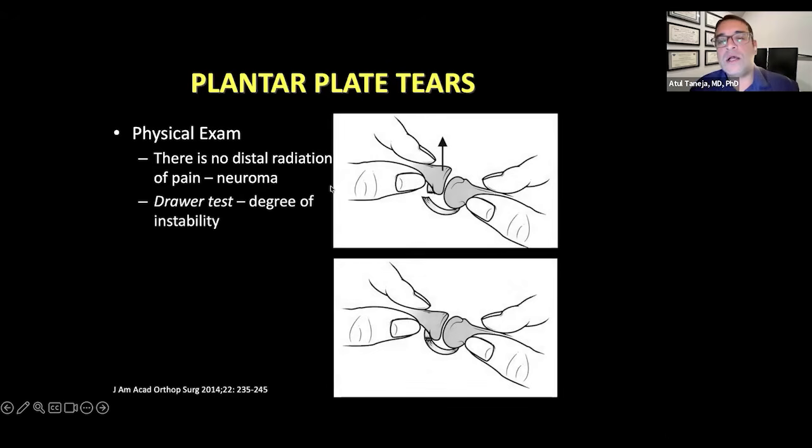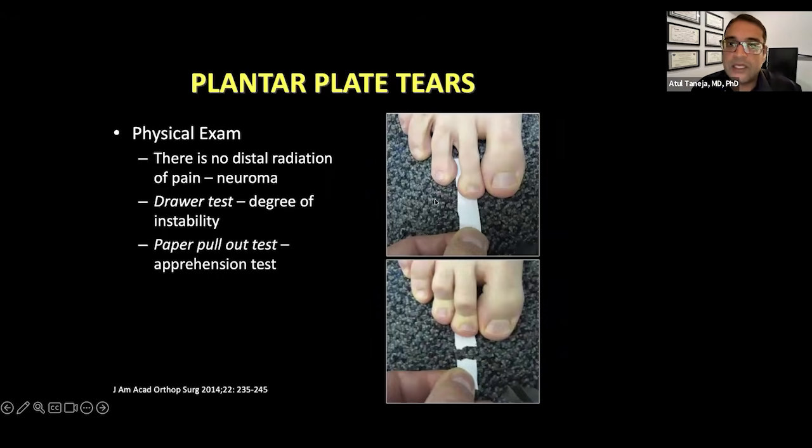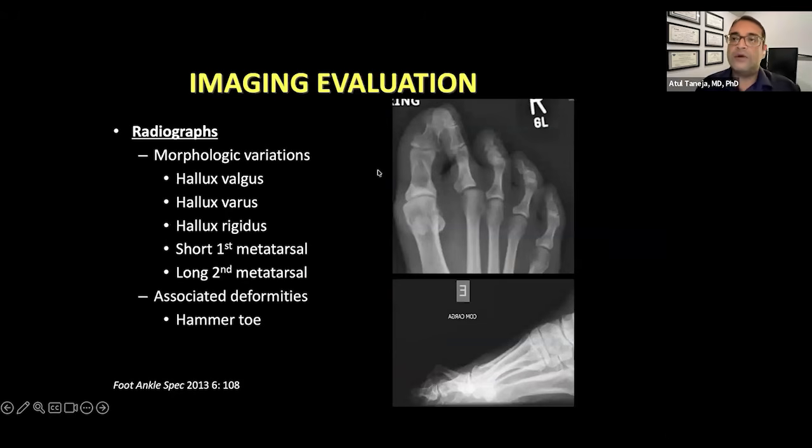All right. So on the physical examination, the orthopedic surgeon and or the podiatrist can depict some movement and instability of the MTP, just like the drawer test for the knee, also the drawer test for the MTP, also the paper pull-out test or the apprehension test to check if there is still some strength in this toe or the strength is lost, so he could not hold the paper below the toe.